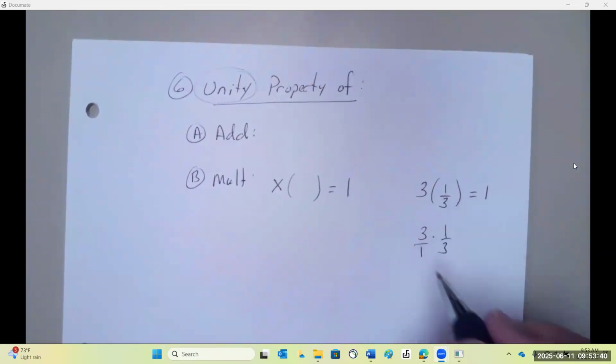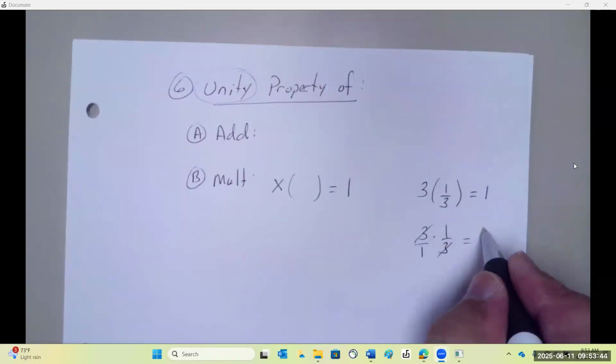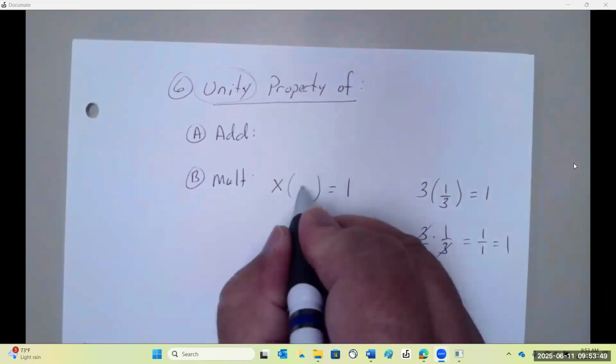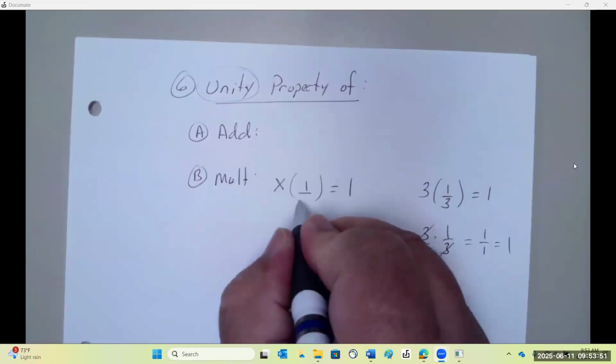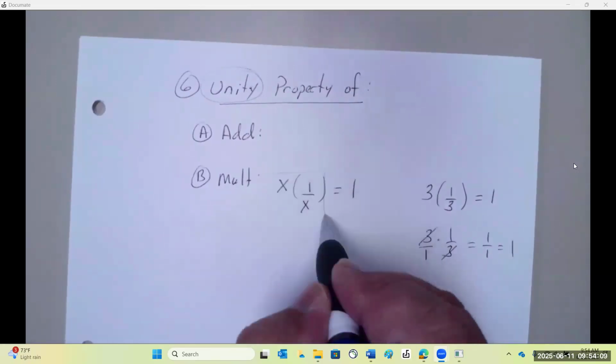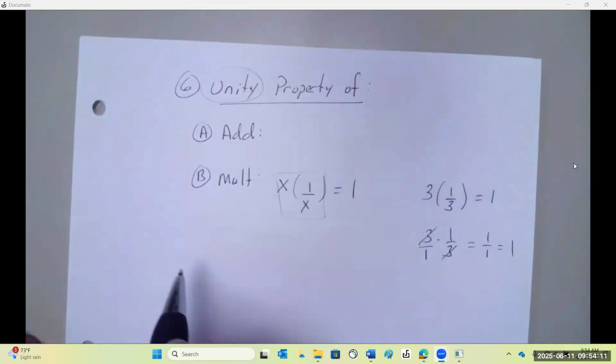Can anything cancel top and bottom? Yeah, the 3's can cancel. So the unity is the inverse, the reciprocal, I should say, not the inverse, the reciprocal. And there really isn't one to make it 1 on the first one. So we're looking for this one here. That's an important one. All right.